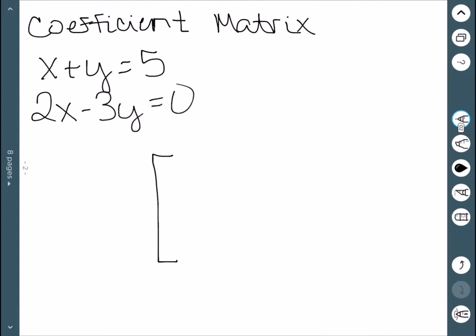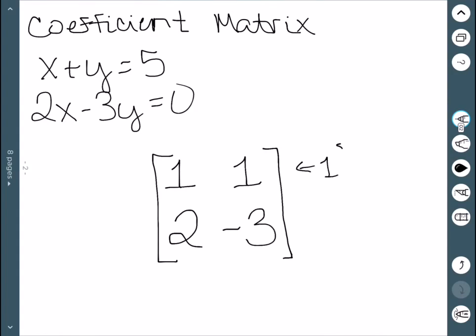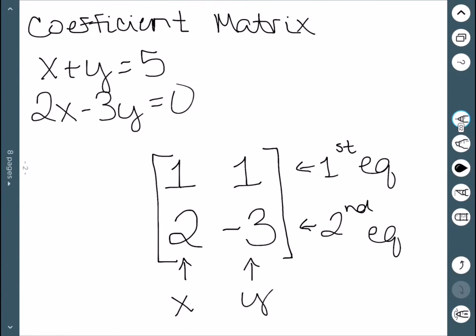My coefficient matrix: the first row will correspond to the first equation. Coefficient of x is 1 and y is 1. The second row corresponds to the second equation. Coefficient of x is 2 and of y is -3. So this is my first equation, and the second row would be my second equation. And the columns correspond to variables. The first column was coefficients of x. The second column was coefficients of y.